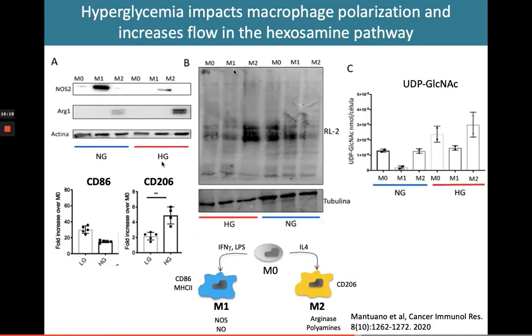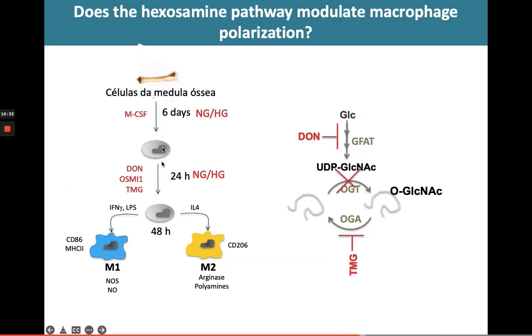So, hyperglycemia increases the flow through the hexosamine biosynthetic pathway and induces the polarization of macrophages to the M2 phenotype. But we wanted to know if the hexosamine biosynthetic pathway is involved in this polarization. If we inhibit this pathway, we could change this polarization. Therefore, we differentiated the bone marrow cells and polarized the macrophages to M1 and M2 phenotypes in the presence of inhibitors of the pathway.